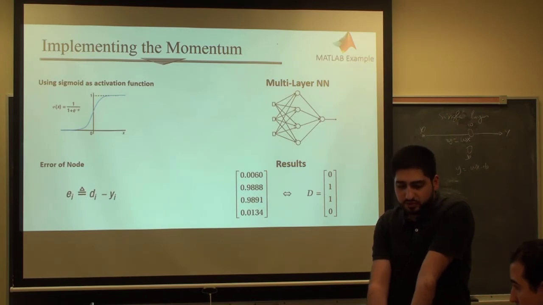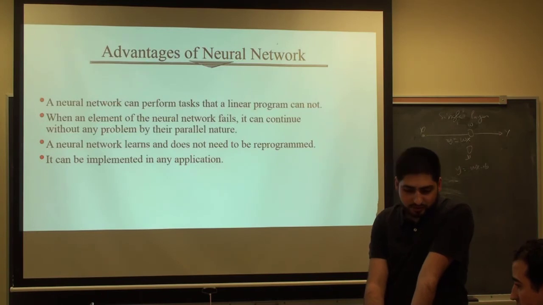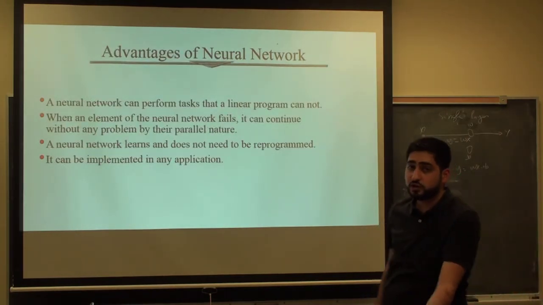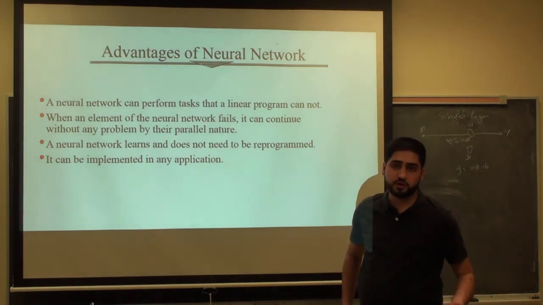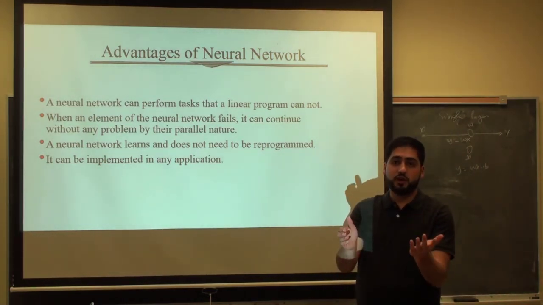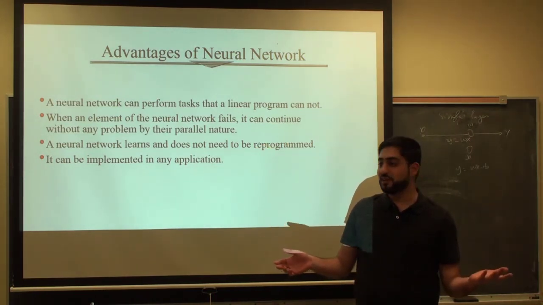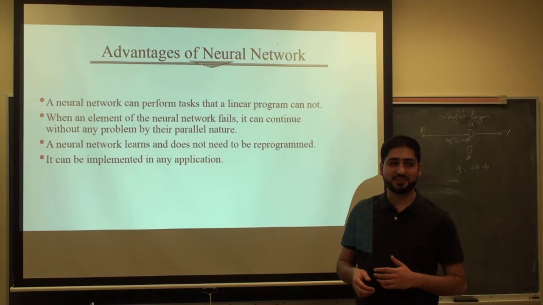So we saw how we implement the momentum. Then the last two slides are the advantages of neural networks. With a neural network, you can basically solve most problems. You have a black box, you don't know the model, you just put it through a neural network, teach it, and it gives you a classification for this, like magic.